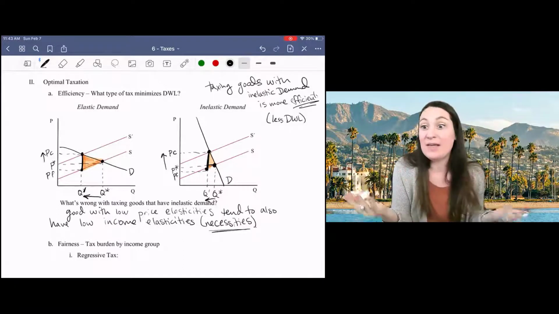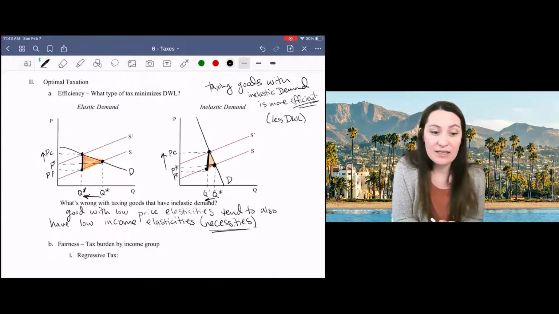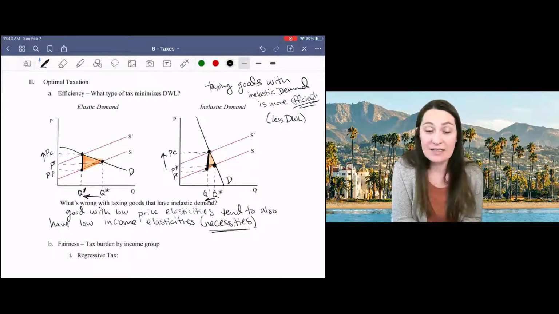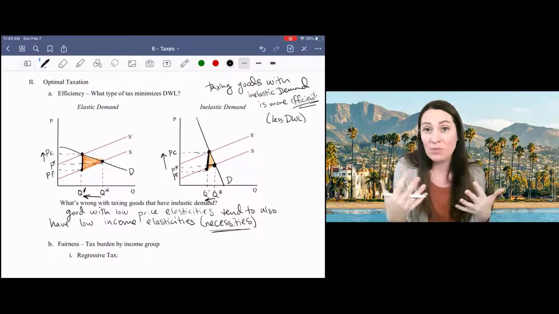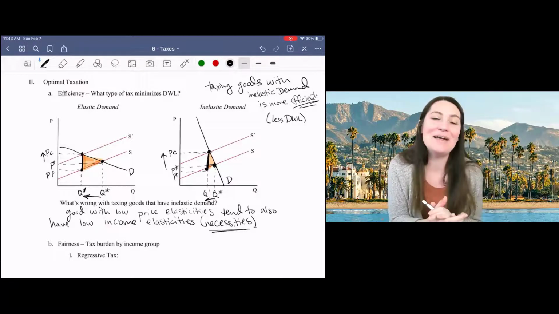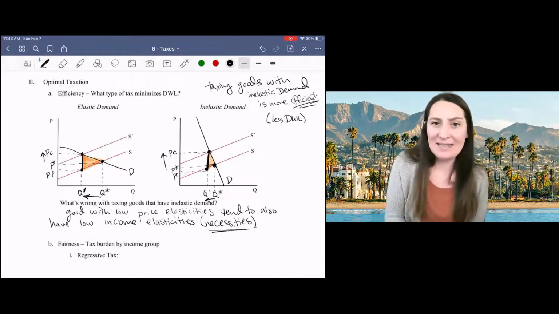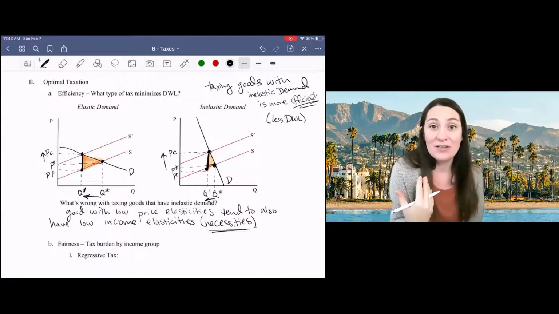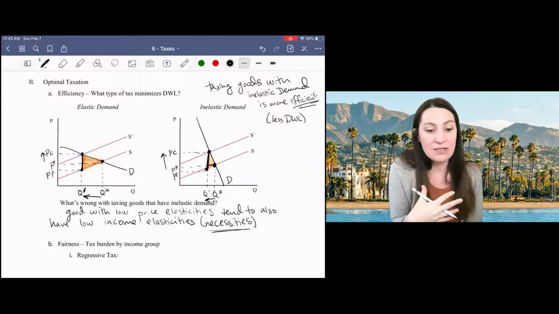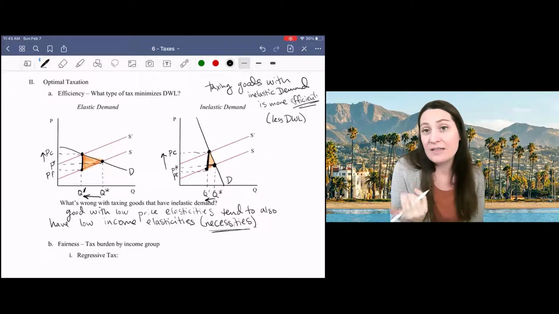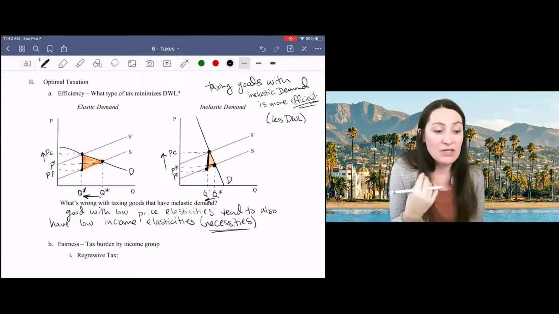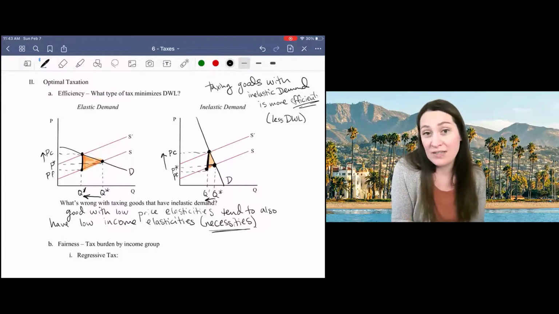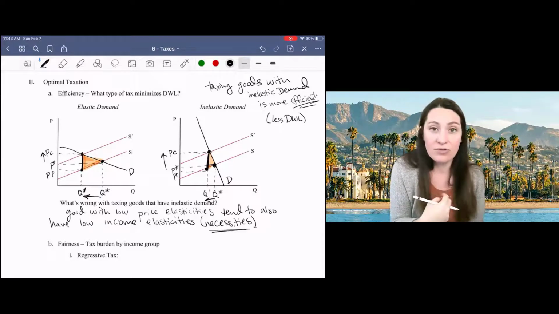So why do we worry about taxing necessities? Well, taxing necessities is widely viewed as unfair, right? We don't necessarily want to tax things that people have to buy, like medicine or food or toilet paper, because we want everyone to be able to afford those basic necessities. And it turns out that a larger burden of the tax for necessities would fall onto lower income households.